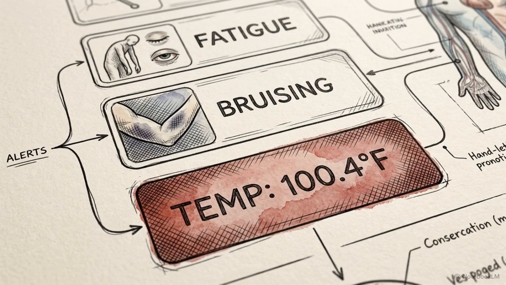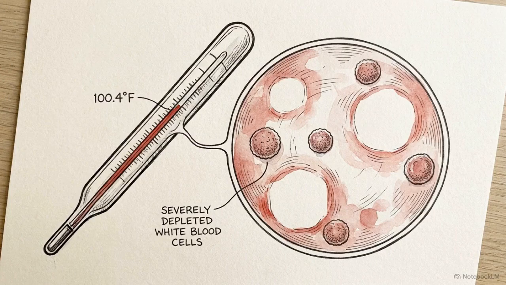What is your emergency? The fatigue from anemia and the bruising from thrombocytopenia are serious, but a fever of 100.4 in a patient with no white blood cells means neutropenia. That is a massive, immediate medical emergency. They have no immune system to fight the infection that is starting.